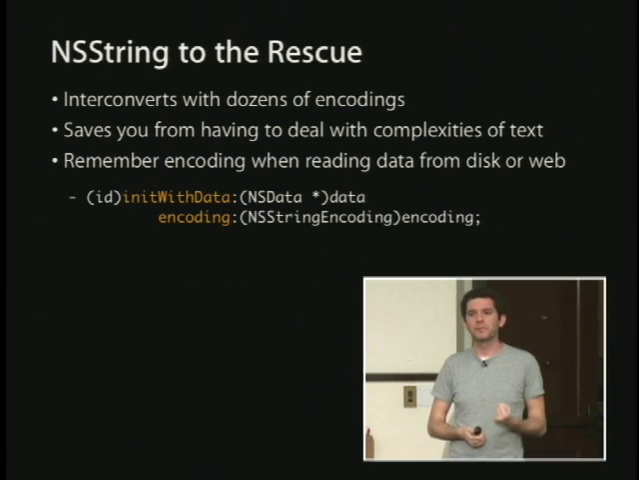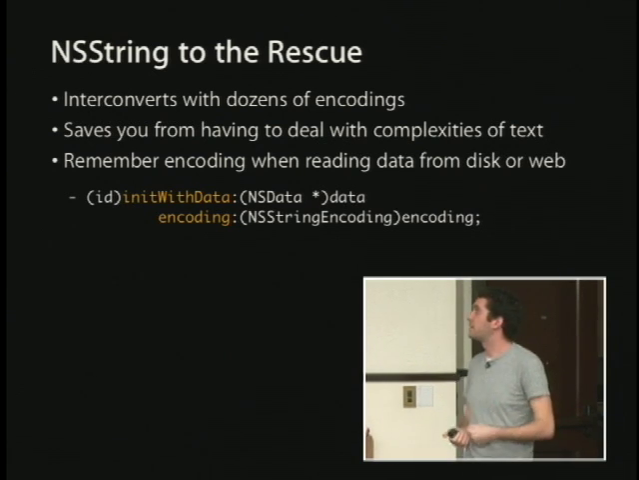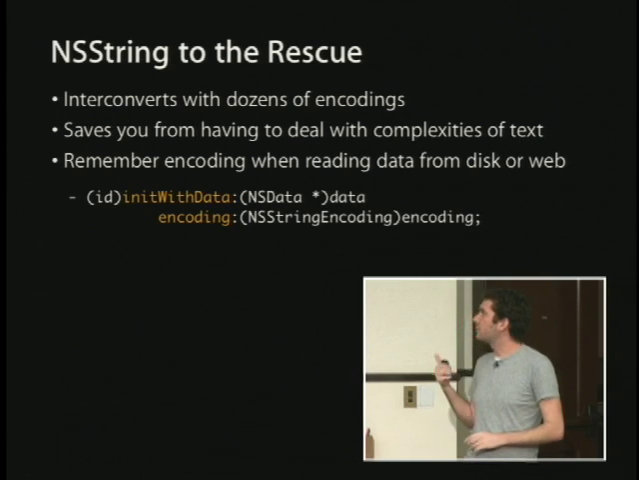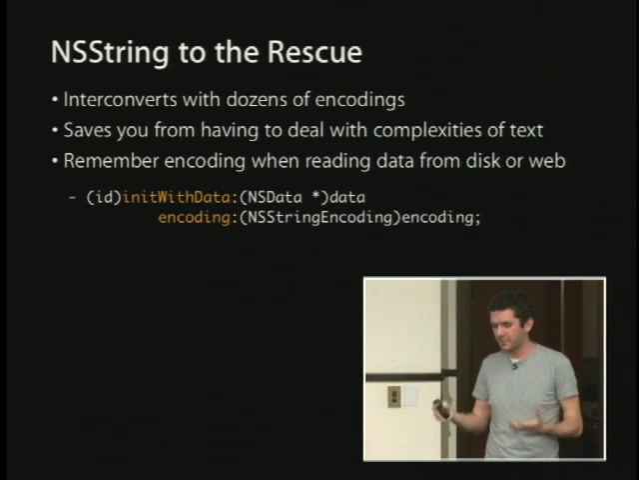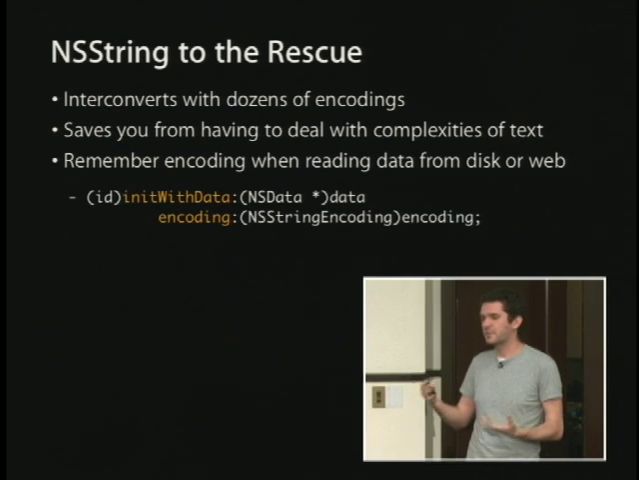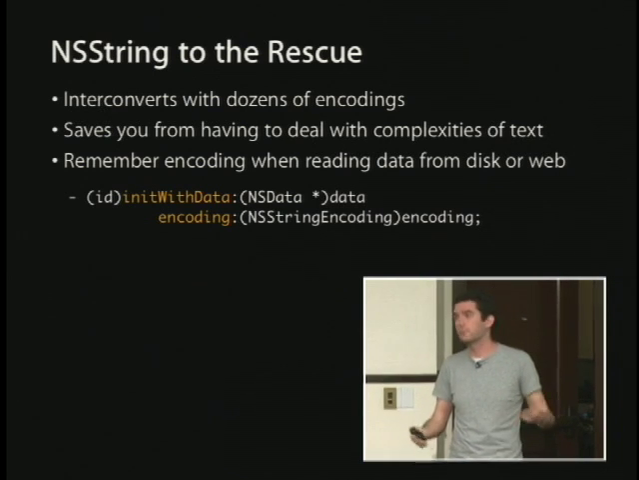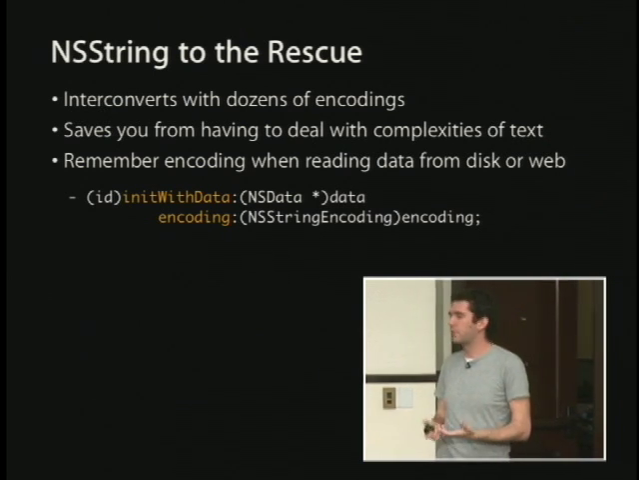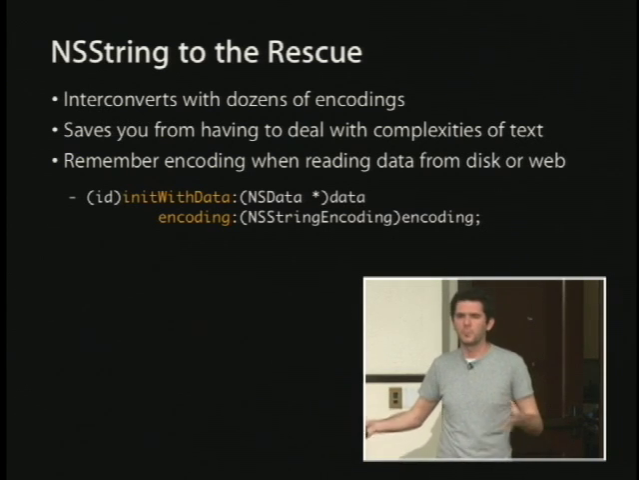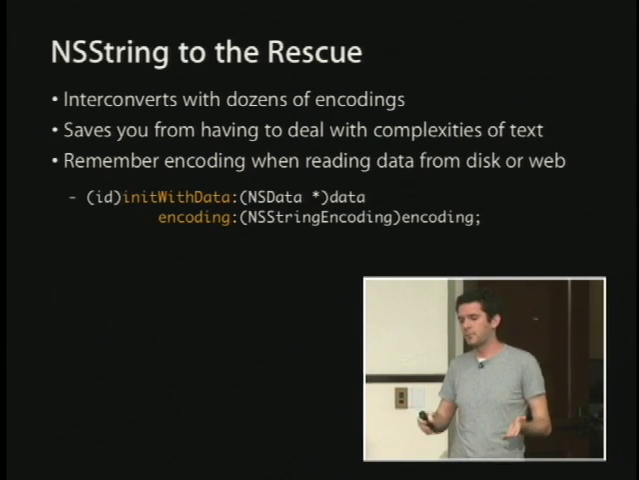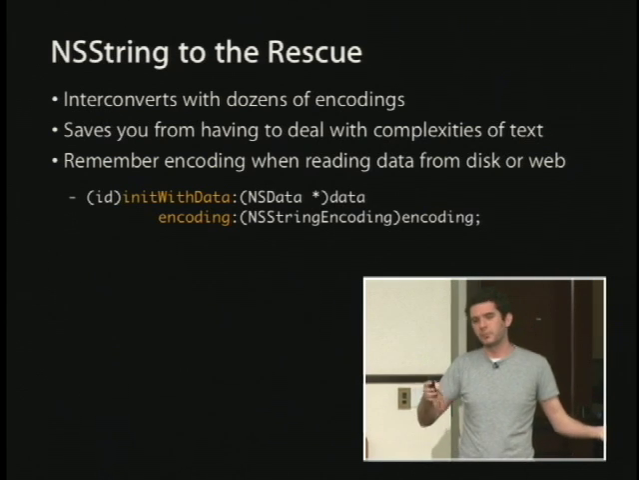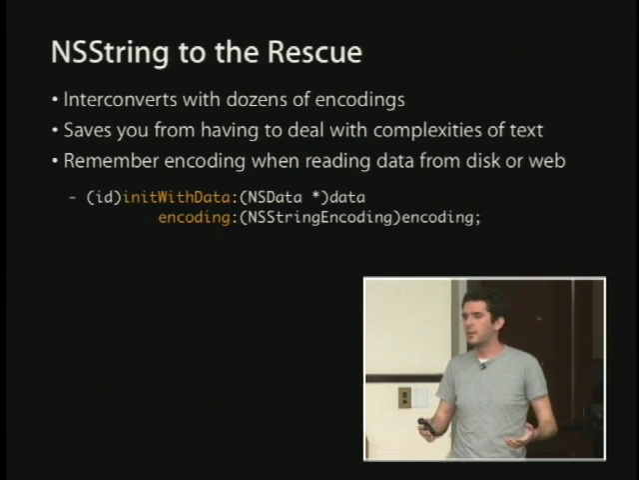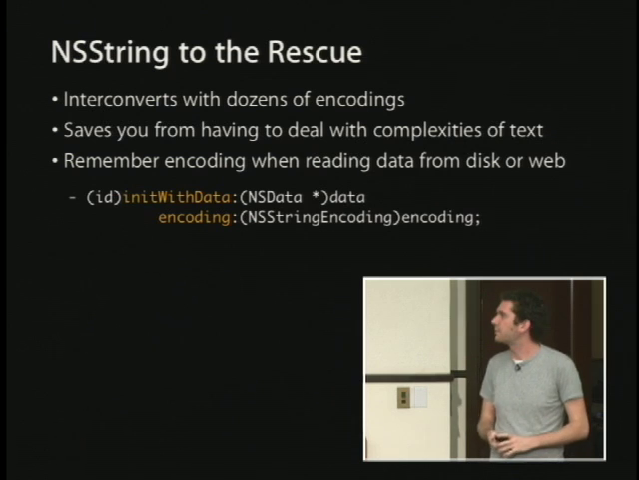NSString provides a lot of support for this, which is great for the strings files. Basically, it knows how to deal with all the different text encodings that you might have to know about for different parts of the world. It saves you from having to deal with all the complexities of text and converting from one encoding to another. You basically tell it what encoding you're getting data in at, and it'll do whatever conversion is necessary to draw it on screen and save it off.